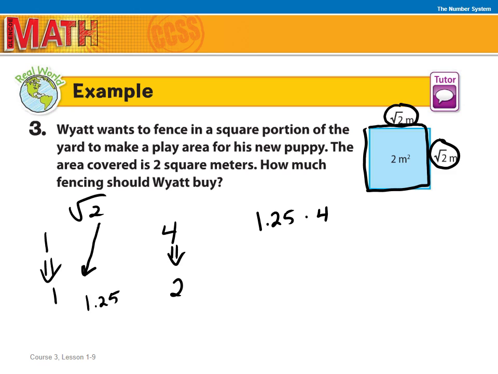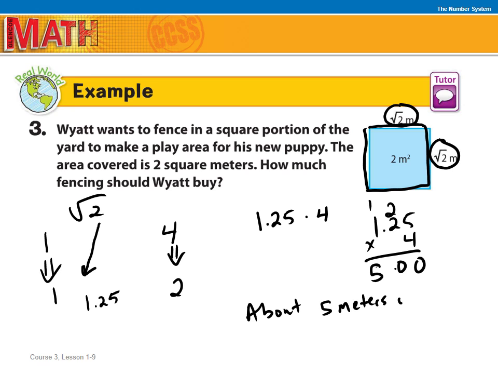1.25 times 4, let's work that out. 5 times 4, 20. 4 times 2 plus 2 is 10. So we can say 4 plus 1, 5. So Wyatt is going to need approximately, or about, 5 meters of fencing.